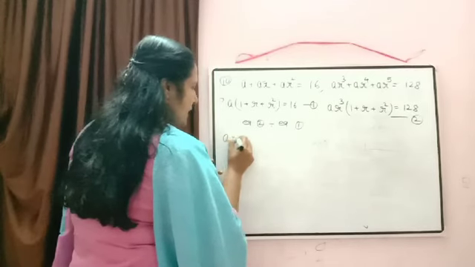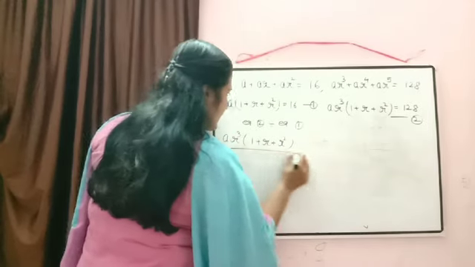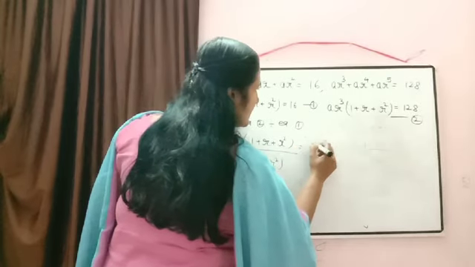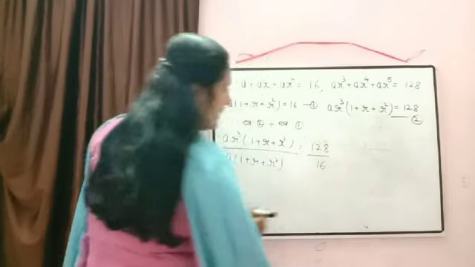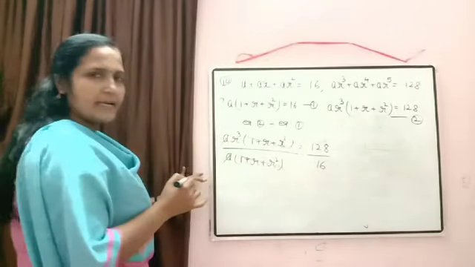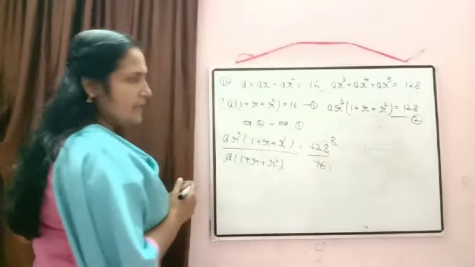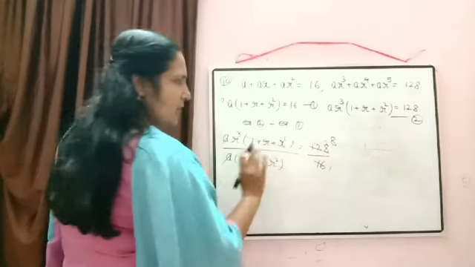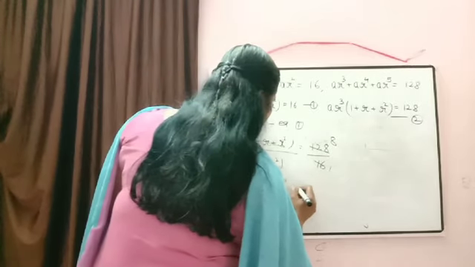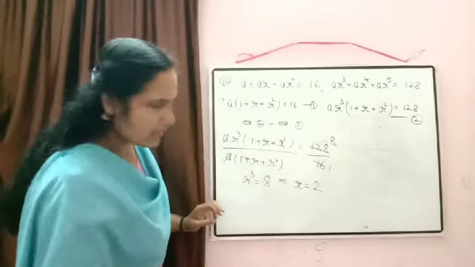So it will come in this way. AR³(1 + R + R²) divided by A(1 + R + R²) is equal to 128/16. Now here this expression fully will get cancelled. A and A also will get cancelled. I think 16 eights are 128. Correct? 16 eights are 128. So we are getting here R³ is equal to 8. So can you tell me what will be the value of R? Yes, R is equal to 2. So we got the value of R.